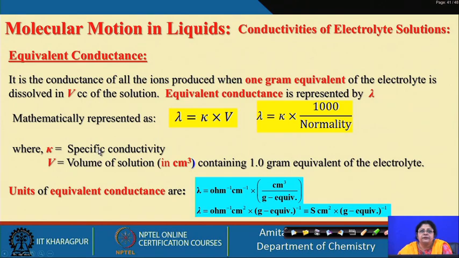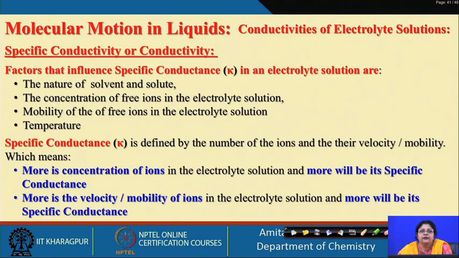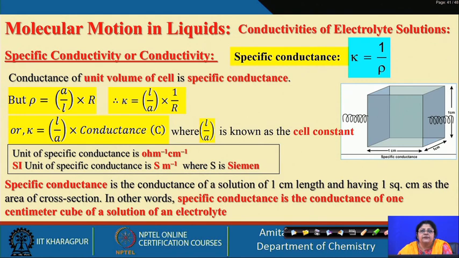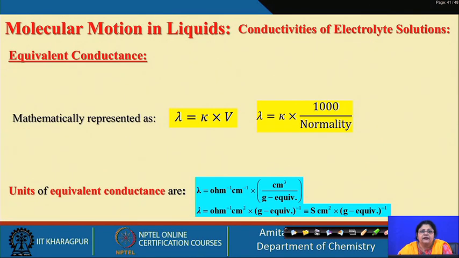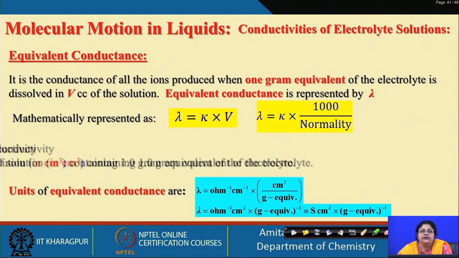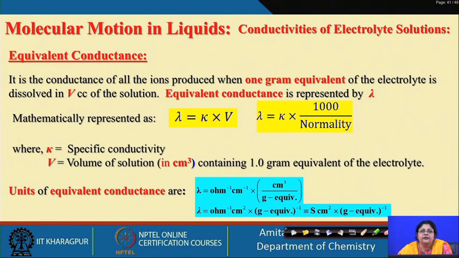just the previous slide. This is the previous slide. This is the specific conductance, kappa equal to L by A into conductance, or cell constant into conductance is the specific conductance, and here we have a new term, equivalent conductance, which is nothing but the conduction by 1 gram equivalent of the electrolyte.